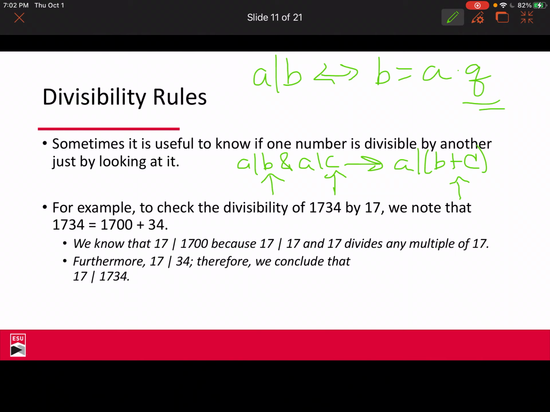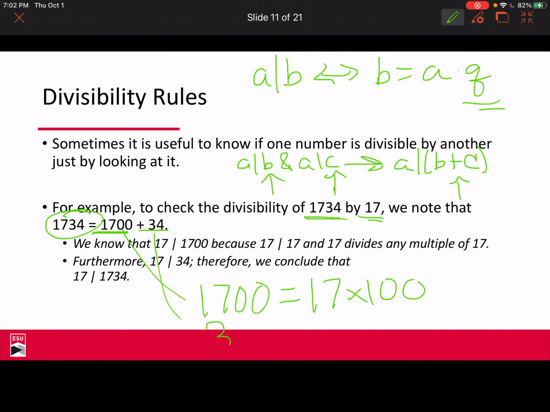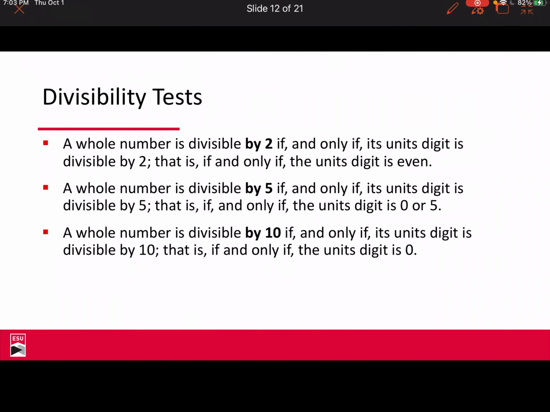So here it says if we want to check if 1734 is divisible by 17, we can rewrite 1734 as 1700 plus 34. Well, 1700 is just 17 times 100, and 34 is just 2 times 17. And since 34 has a 17 and 1700 has a 17, we know that 17 divides 1734. And so that's one way we can work it out.